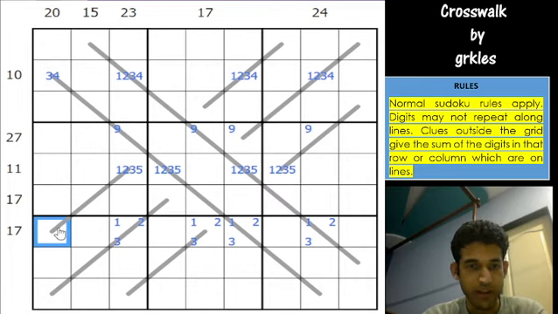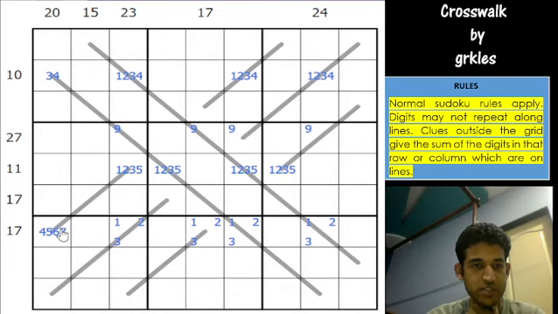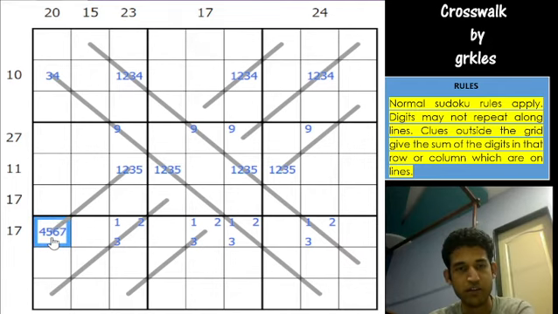So we saw earlier that 17 is 1, 2, 3, 4, 7 or 1, 2, 3, 5, 6. So which means that this is either 4, 7, 5 or 6. So these are the exhaustive list of candidates that can go into this cell.